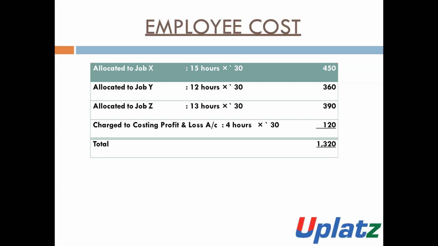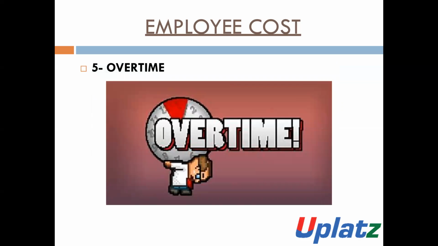Then the total amount of earning is 1320 rupees, which is bifurcated in this manner. So he will earn 1320 rupees as the earning. On the basis of this example, we have understood the calculation of earning and how to consider the idle time at the time of calculation of earning. Now we will discuss overtime.